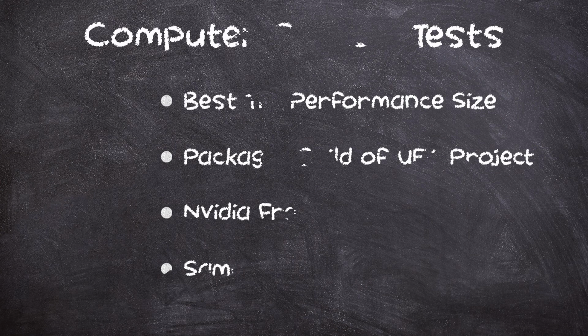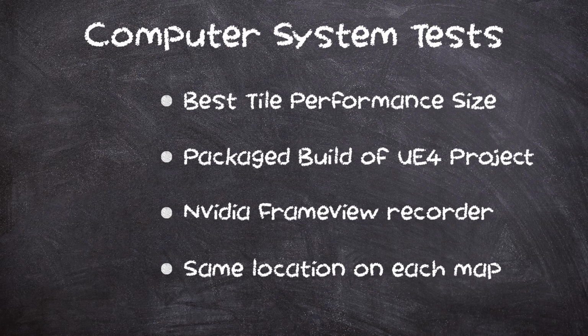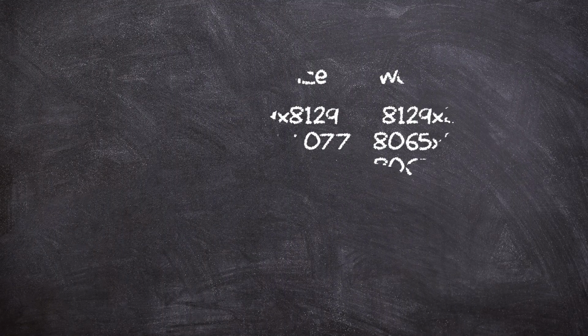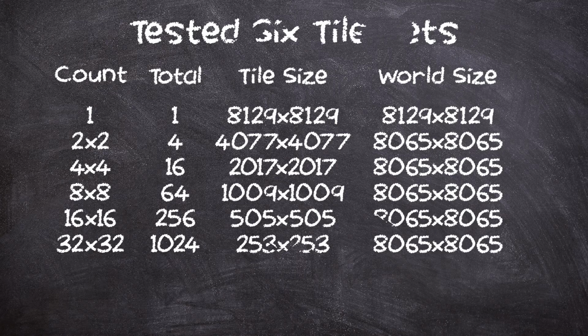Tests were performed on my computer systems to determine if there is a best tile performance size. The tests were conducted on a packaged build of the project. NVIDIA FrameView was used to record the average frame rate. The same location was used at the center of the map and looking towards the far side. I tested 6 tile size sets from 1 to 32 by 32 to determine if there was a best performance size.